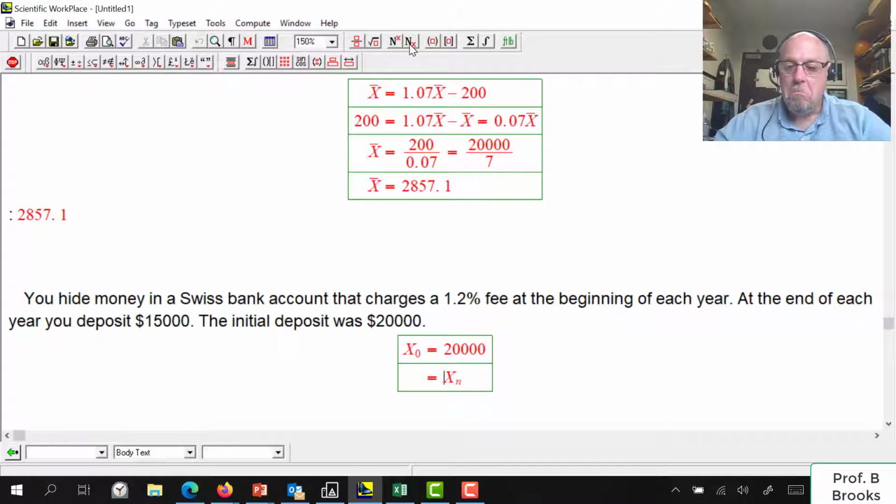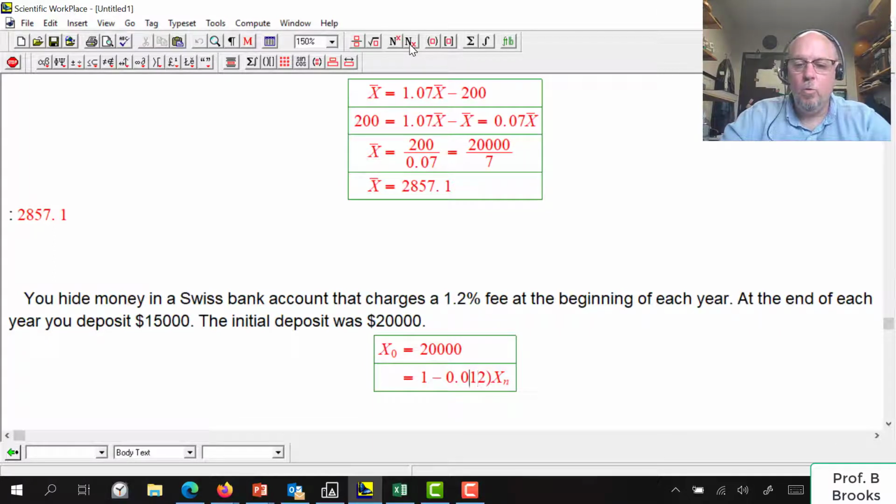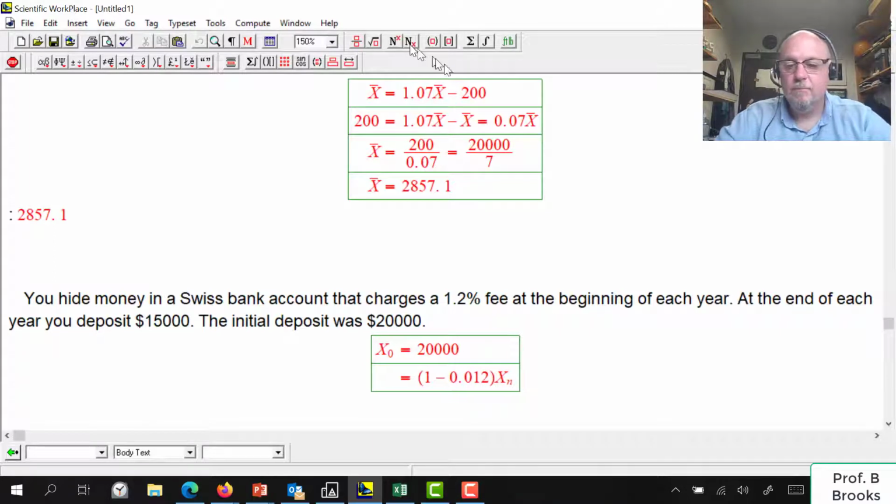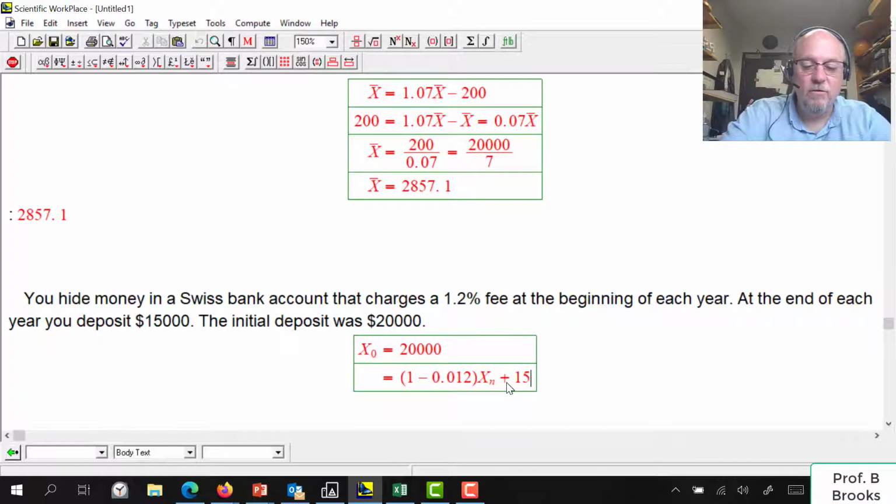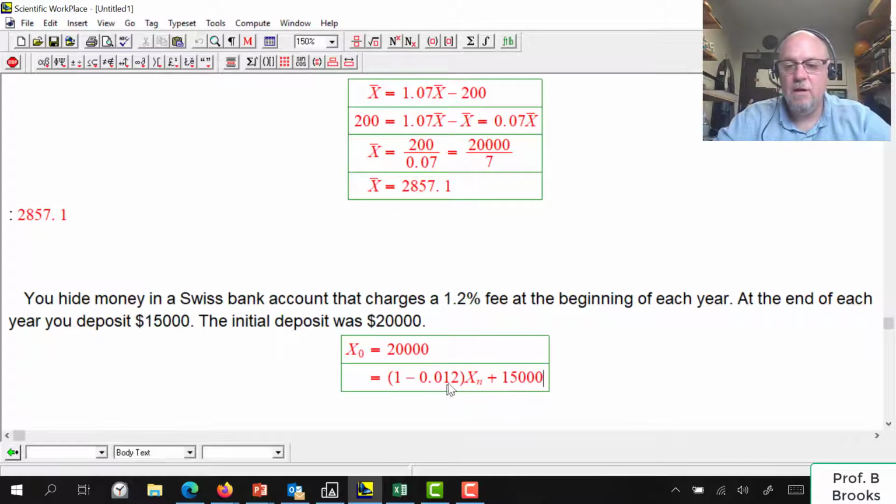So I'm going to multiply my money not by 1.012, but by 1 minus 0.012, that's taking the fee out. And then I'm going to add to it $15,000. So they charge the fee, and then I put in my $15,000. That's how much money I should have at the beginning of the next year.